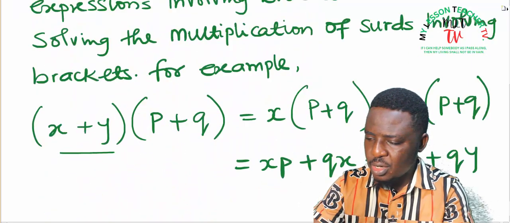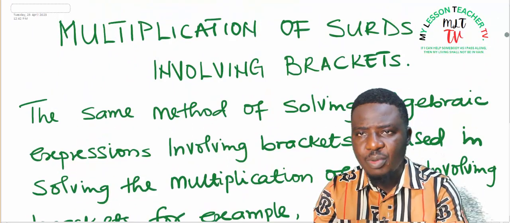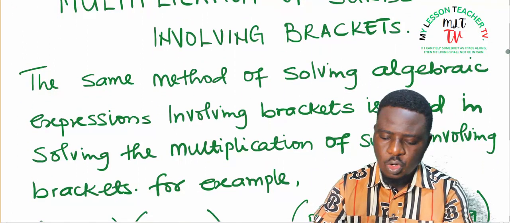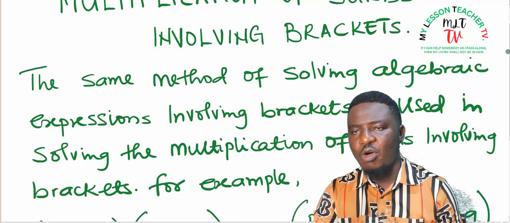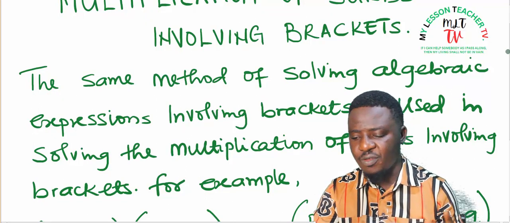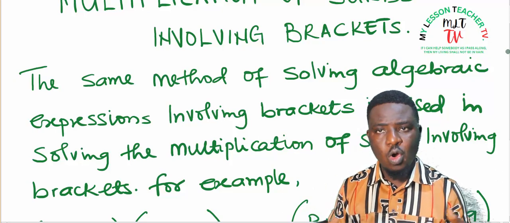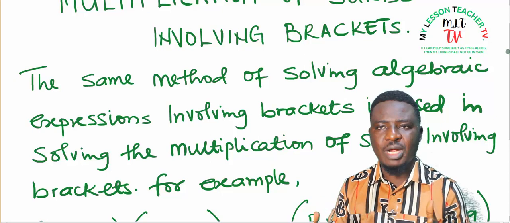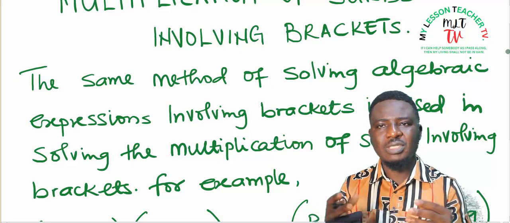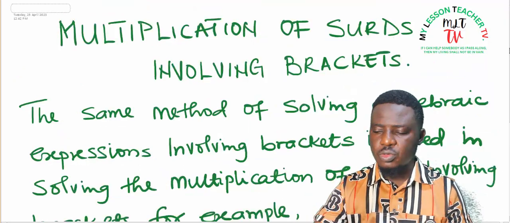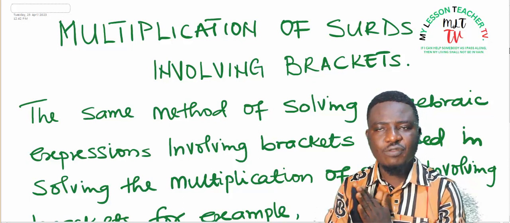In today's class, we have looked at the multiplication of surds involving brackets. And we said in order to multiply brackets involving surds, we use the same method of solving algebraic expressions involving brackets, which is you split one of the brackets into 2, or into the number of terms you have in the bracket, and use them in turns in multiplying the second bracket. When that is done, you now simplify by collection of like terms. Today's class will enable us in solving conjugates of surds.